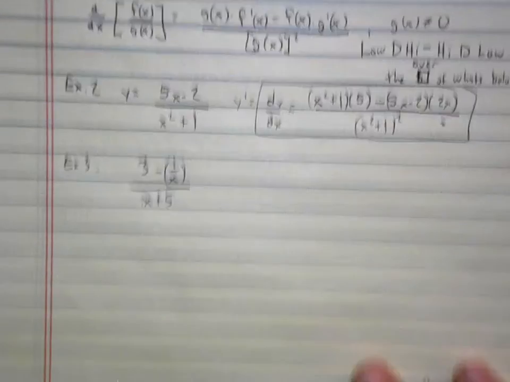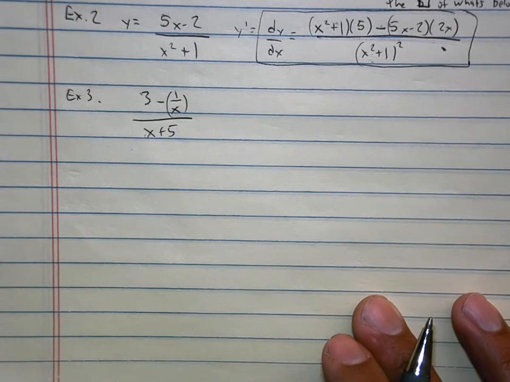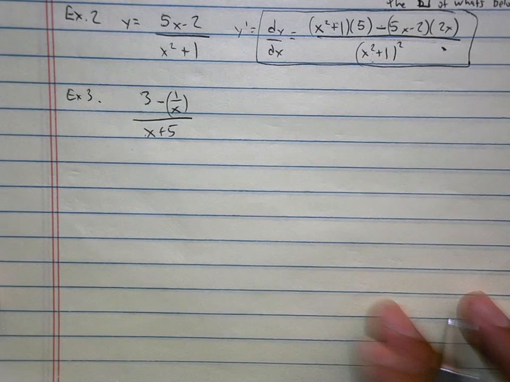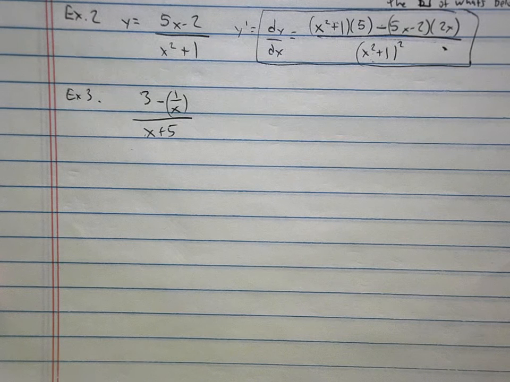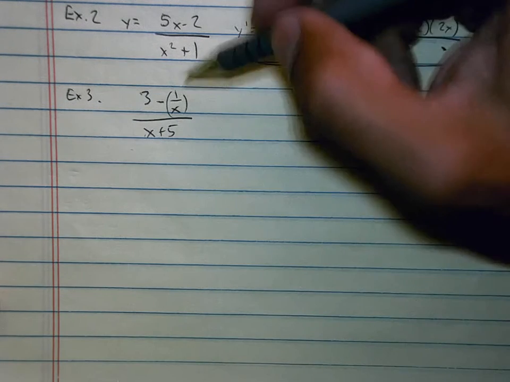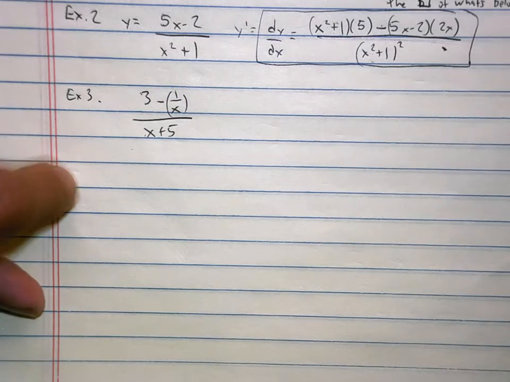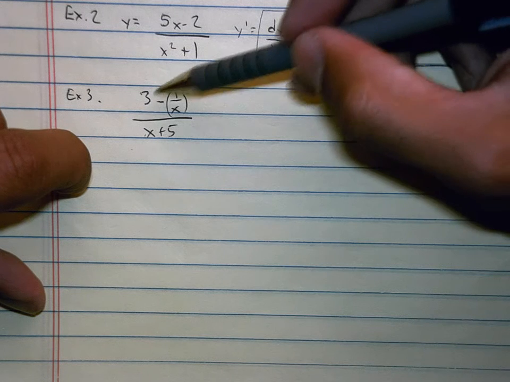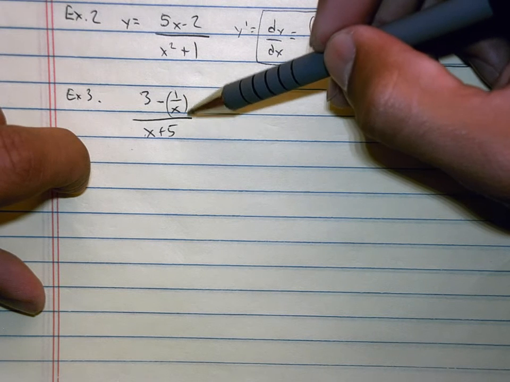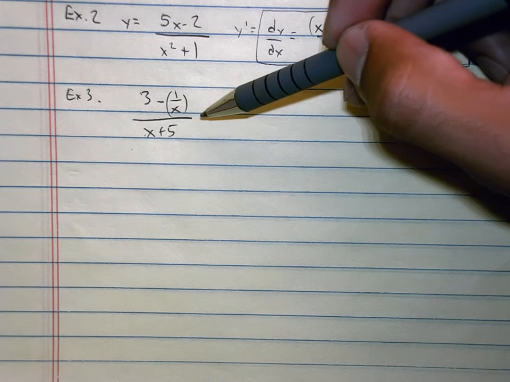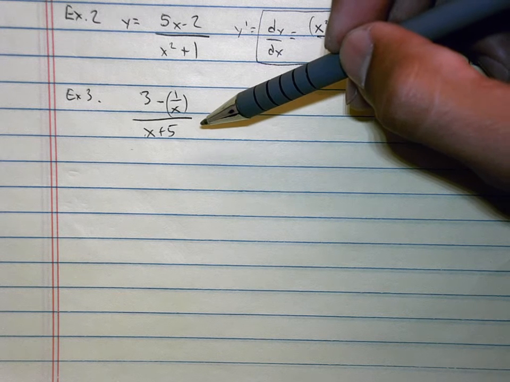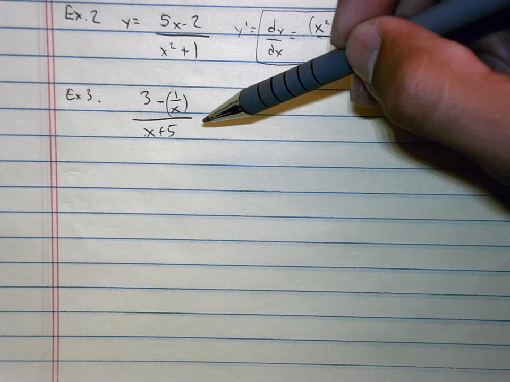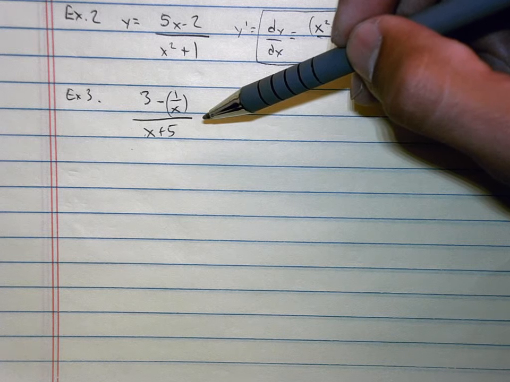Let me move that up a little bit. If I have 3 minus 1 over x all divided by x plus 5, this is where it gets a little bit hard, because as I do low d high, when I do the derivative of the high one, now I have a variable in the denominator. Now it goes back to the rules that we learned, or the limitations that we had in the previous section. You can't have a variable in the denominator using the power rule.